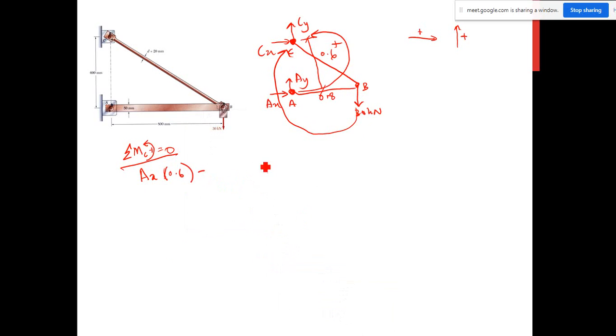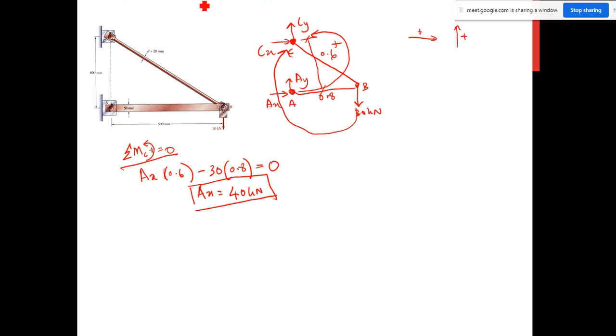So negative 30 times 0.8 equals 0. From here, AX equals, using your calculator, 24 divided by 0.6, which equals 40 kilonewton. So that is AX, 40 kilonewton. It is positive, which means your assumption for the direction is correct.